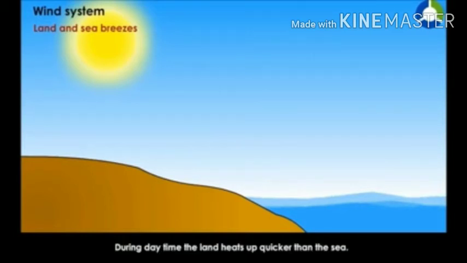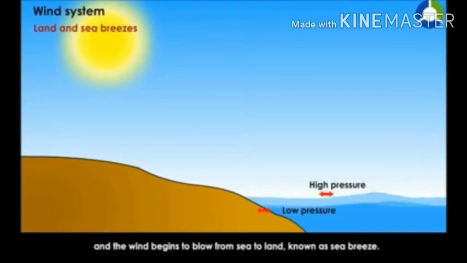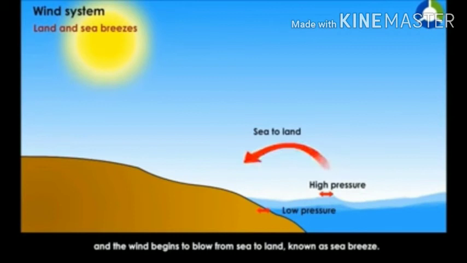During the daytime, the land heats up quicker than the sea. Thus, a local low pressure area develops over the land and high pressure over the sea, and the winds begin to blow from sea to land, known as sea breeze.